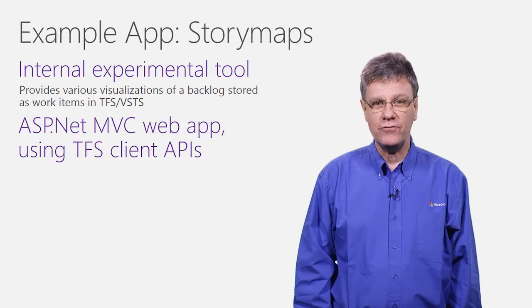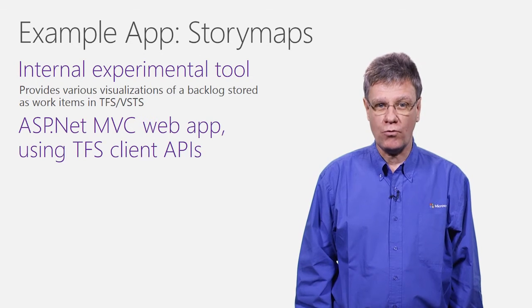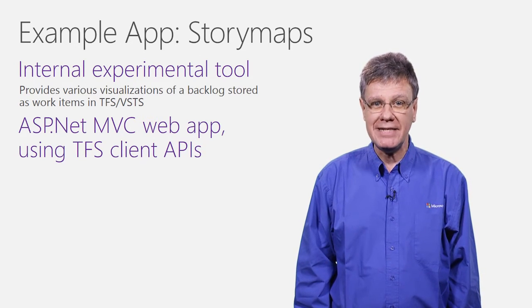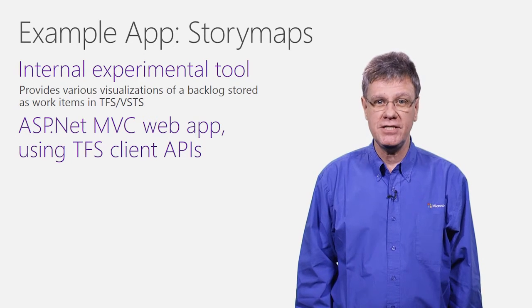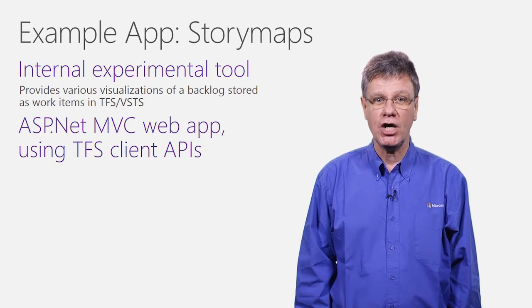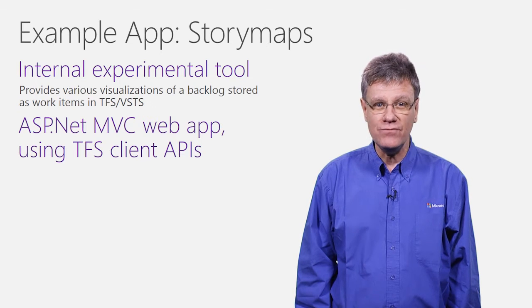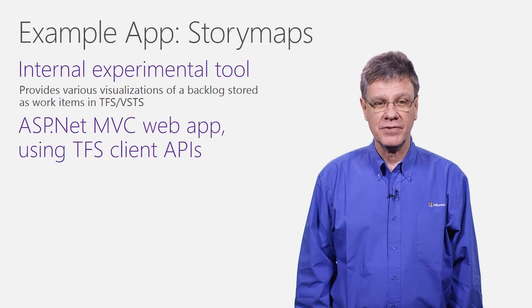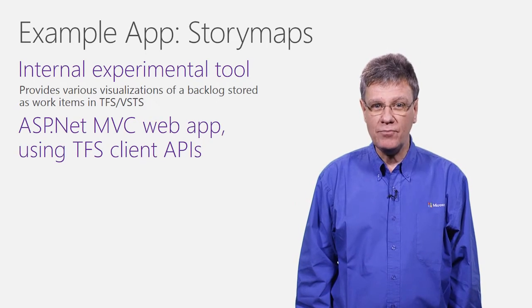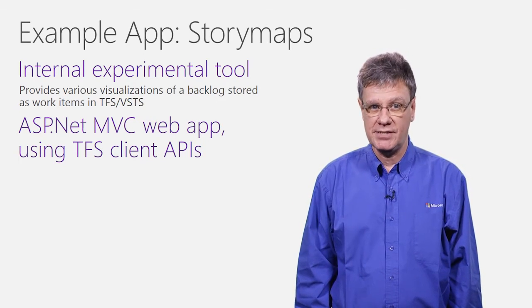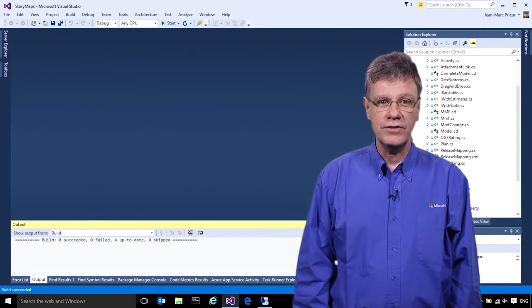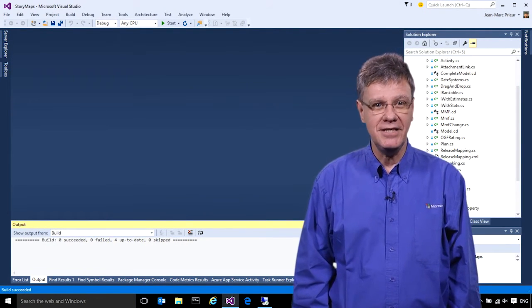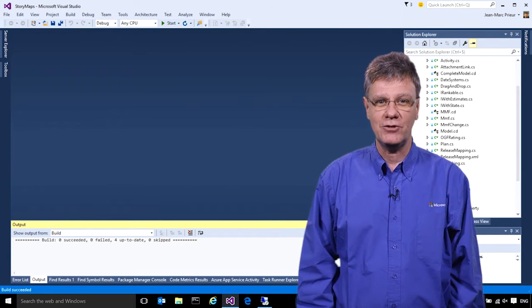In order to explain the features, I need some code to work with. I've chosen to use code of an internal tool we built to experiment with various visualizations of an agile backlog stored as work items in Team Foundation Server or in Visual Studio Team Services. This is a .NET MVC web app which talks to TFS APIs. For this first demo, I'm working on code and I want to understand the inheritance dependencies in that code.